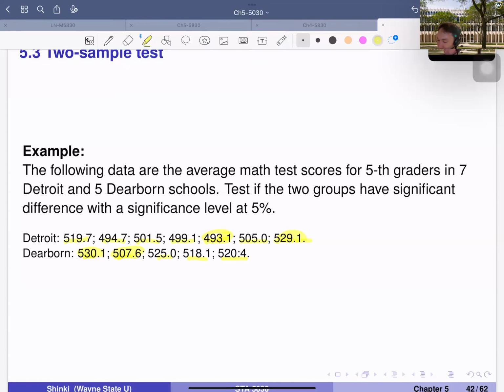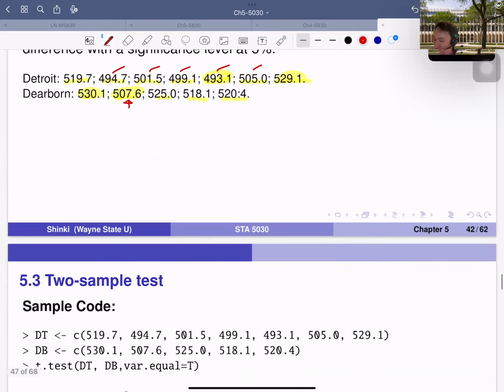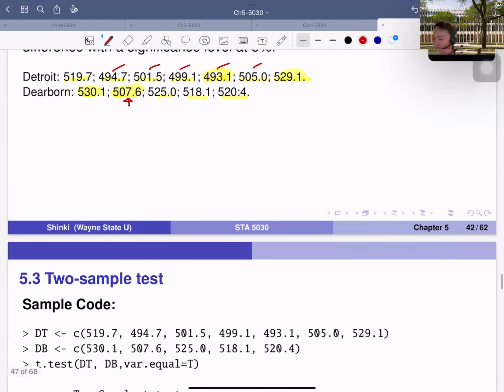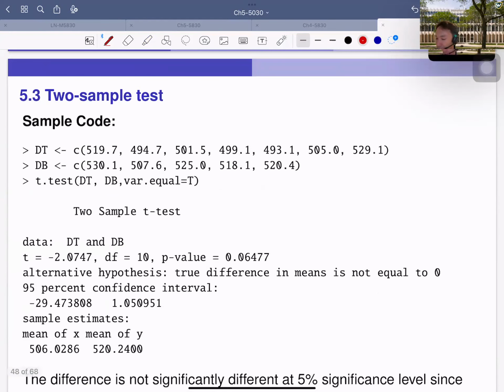It looks like Detroit has lower scores. For example, these 5 schools have lower than even the lowest score in Dearborn. So my guess is that Dearborn probably has a significantly higher score, but we want to statistically verify it.